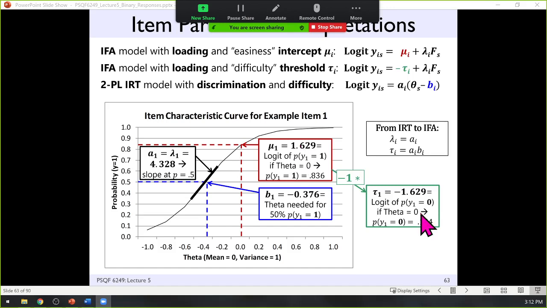So intercepts, thresholds, and Bs all are talking about location. They differ in location of what? B is the location where the logit is 0. The intercept is the predicted logit when theta is 0. And to be consistent with the direction, because higher intercepts would correspond to easier items, that's why they give you the threshold, which is -1 times the intercept.